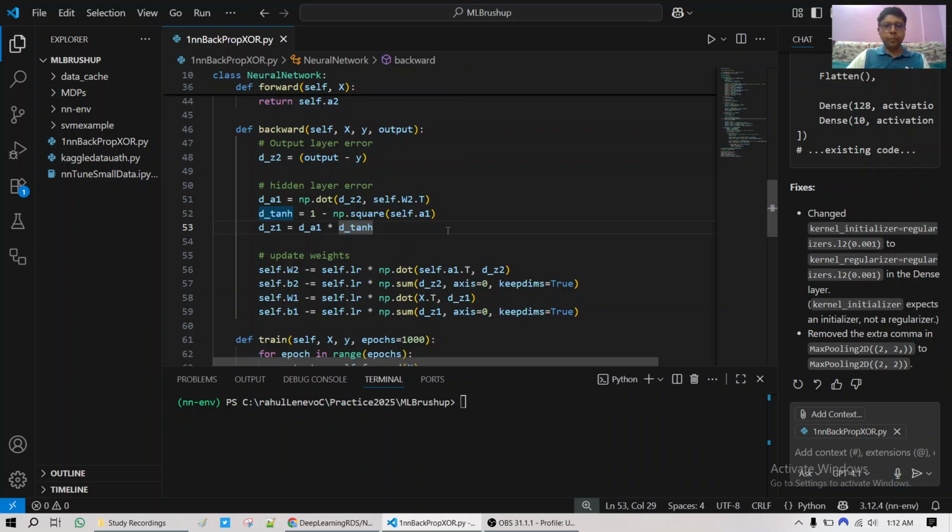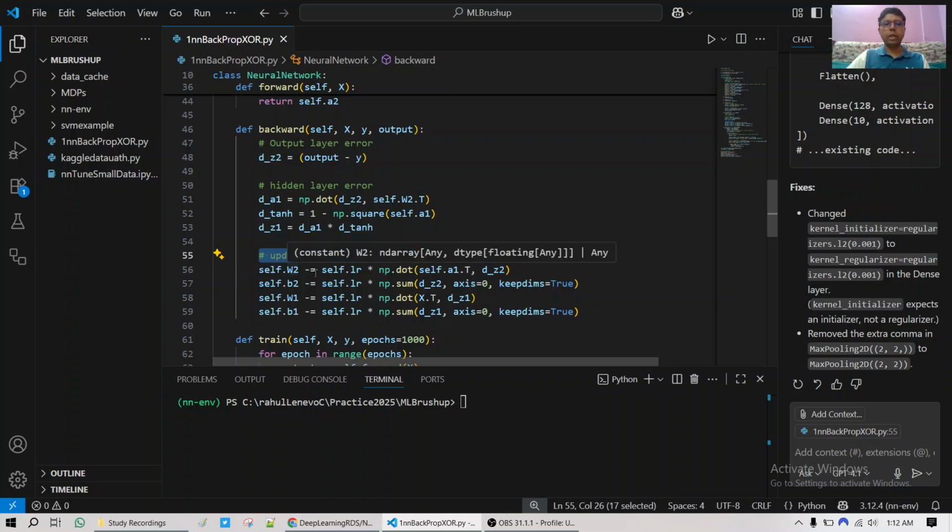So once we achieve that adjustment, this is the adjustment of the error. We have dz1 with the output and this tanh derivative, and we are going to update the weights, right? So we have weights W2 as well as W1. So that is the formula to adjust the weight.